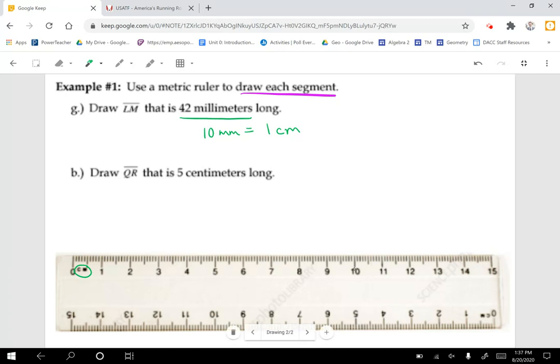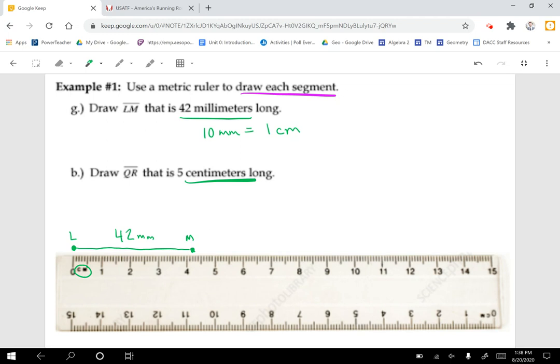So we'll start off with an endpoint at 0. And then if we calculate that out, this is 10 millimeters, 20, 30, 40, and then 1, 2, right there. So those are the two endpoints. They want it to be LM, so let's label it L and M. It could be M and L, doesn't matter which way, and then we'll connect it. So again, between these two points, it does not keep going. It stopped just between those two. We can say the finite measure is 42 millimeters.